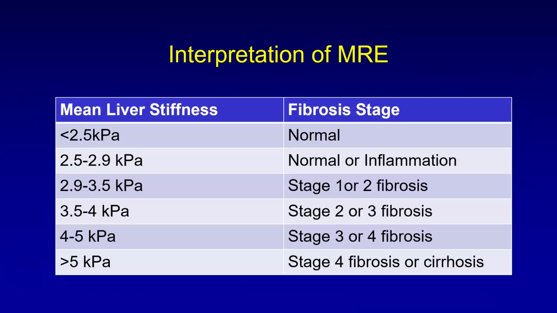These are the values given for interpreting what you get finally as a result in the MRE. Less than 2.5 kilopascals is normal, 2.5 to 2.9 kilopascals is normal or inflammation, 2.9 to 3.5 is stage 1 or 2 fibrosis, 3.5 to 4 kilopascals is stage 2 or 3 fibrosis, 4 to 5 kilopascals is stage 3 or 4 fibrosis, and greater than 5 kilopascals is stage 4 fibrosis or cirrhosis.